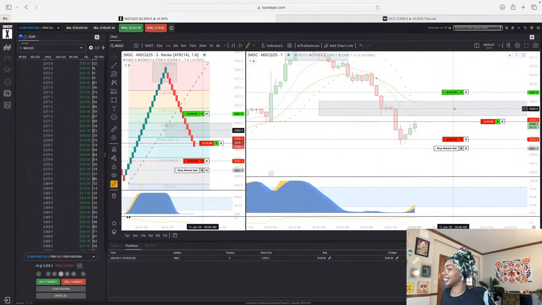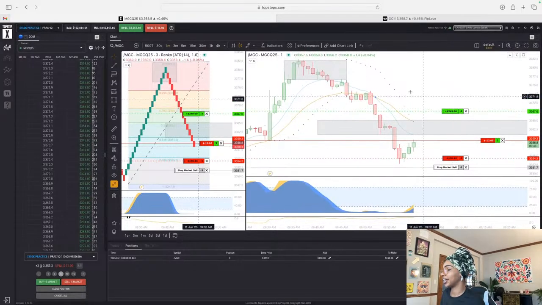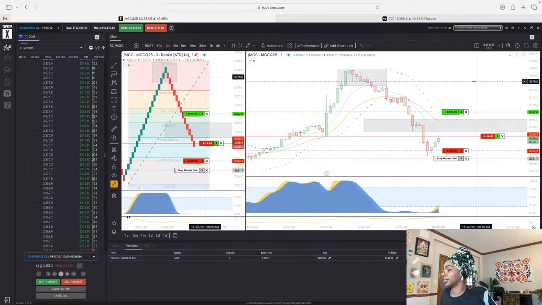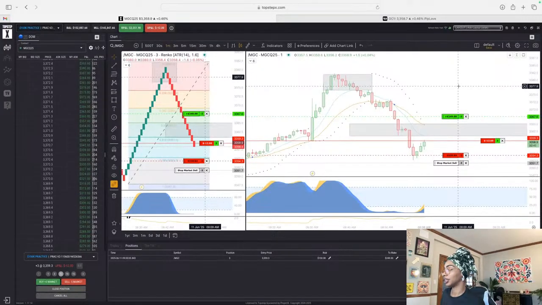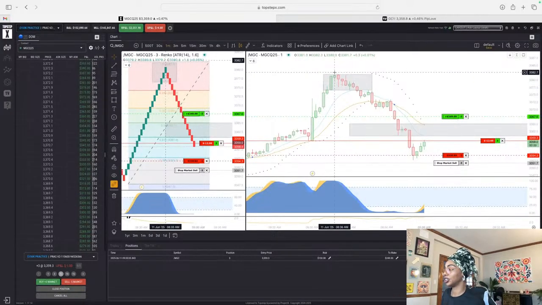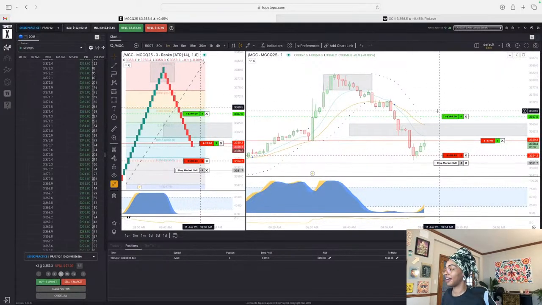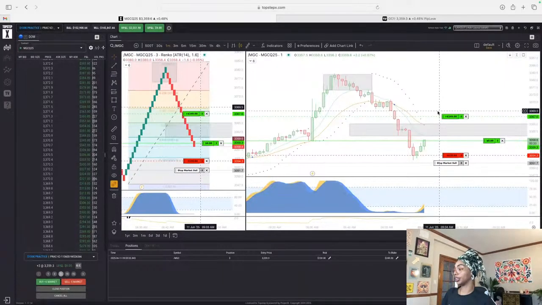Alrighty, so my buy was activated. Again, just risking 150 there. And where would I take this to? You can do a couple different things. You can do a fib here and just take it at that 50% level. You can go according to your trading plan.